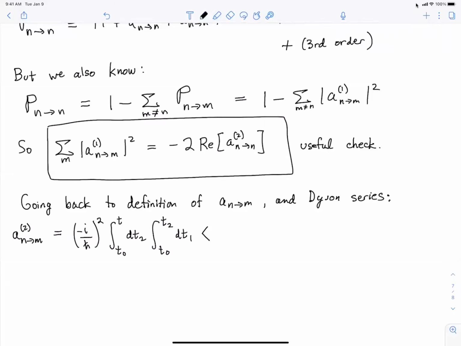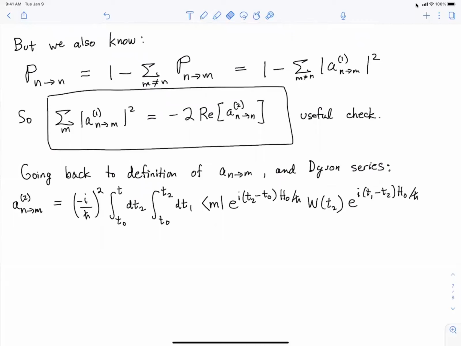And then you have a big matrix element that we're not probably going to be able to fit on one line, which is m, e to the i (t2 minus t0) H0 over h bar, my w evaluated at time t2. Remember, w depends on time, so it matters when we evaluate it. Then we have another factor of e to the i (t1 minus t2) H0 over h bar. Then, as promised, we continue on the next line. There's another factor of w, this time evaluated at time t1, another exponential factor, and then finally we get to write down the ket for the initial state.